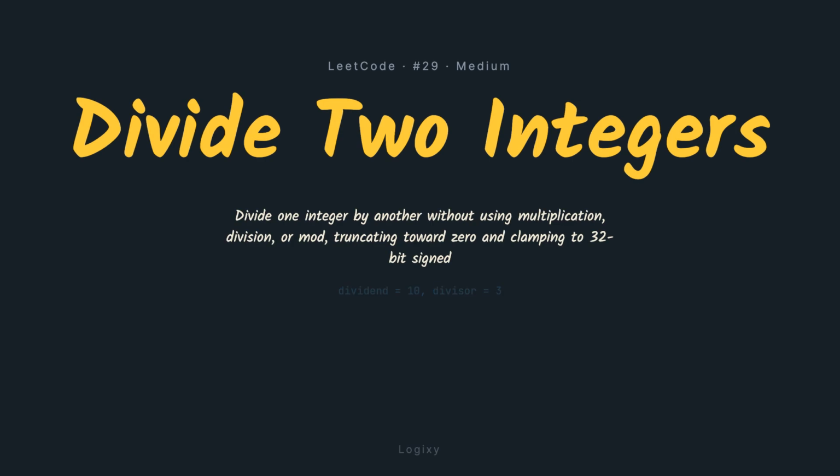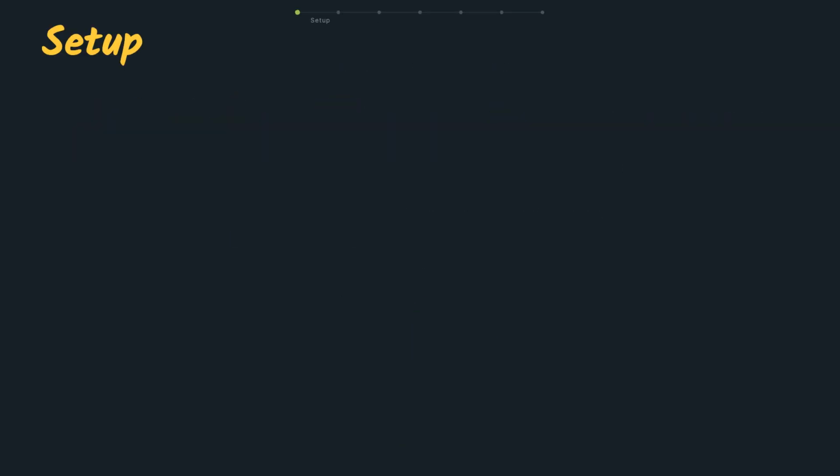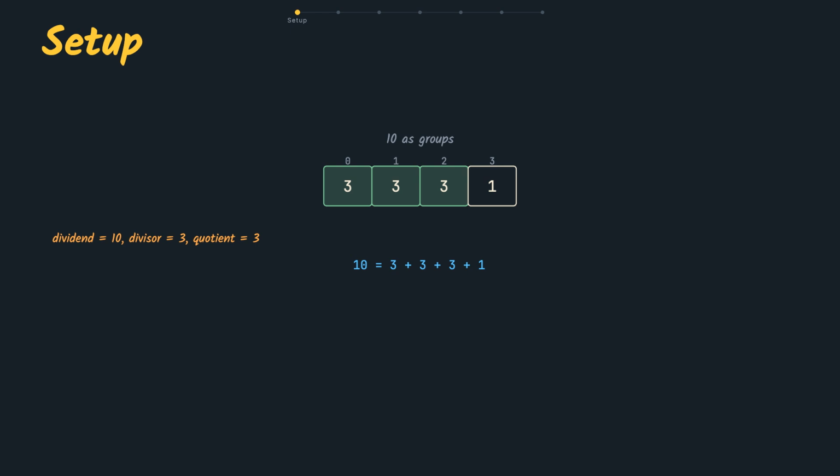Here's a question. If I give you 10 and 3, how do you get the quotient without using divide? And one more wrinkle. If the answer is 3 point something, you keep just 3, not the fraction. Let's pin down the example. 10 divided by 3 should return 3. So what are we really counting? How many full 3s fit inside 10?